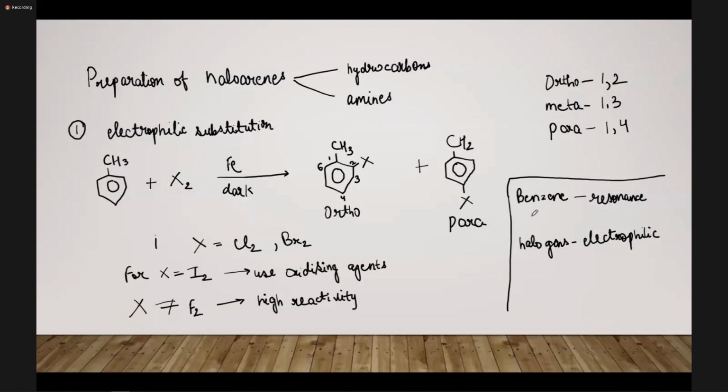Okay, so I'm just writing the reason over here, like electron density is high at ortho and para position. Fine. So this was everything about the electrophilic substitution, like that is the preparation of haloarenes using the hydrocarbon.